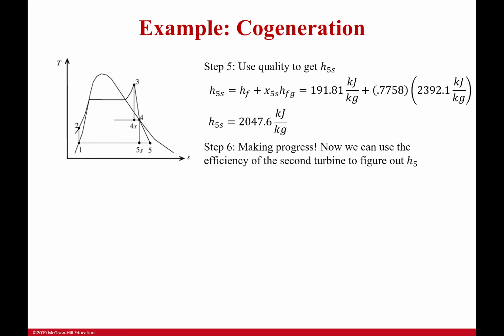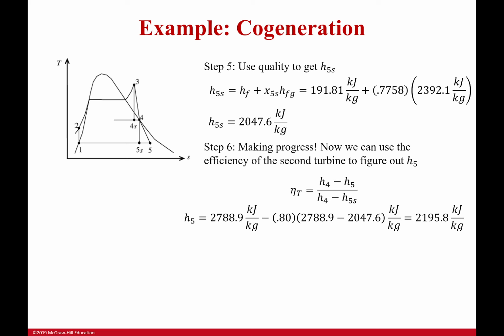So we're going to use the efficiency of that second turbine to figure this out. The problem said it was 80% efficient, so I put 0.8 right there. And I just rearranged to solve for enthalpy 5 because I knew everything else. This is enthalpy 4. That's one we calculated earlier, knowing it was a saturated vapor. I have both those values. We just calculated this one. And so I just rearranged to get that.